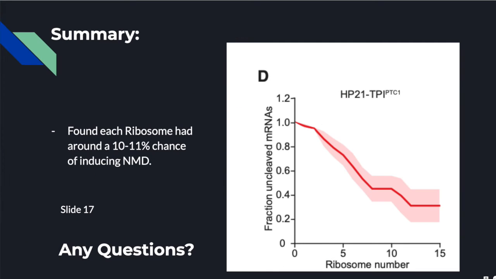Skipping past their references to supplemental data, the researchers found that a median of 8 ribosomes translated the HP21-TPI-PTC1 reporter before NMD was triggered. Figure D shows the results. Based on their methods, the researchers concluded that this corresponds to a probability of 0.01 plus or minus 0.03 of inducing NMD for each terminating ribosome, which was close to the earlier 0.11 or 11% probability.